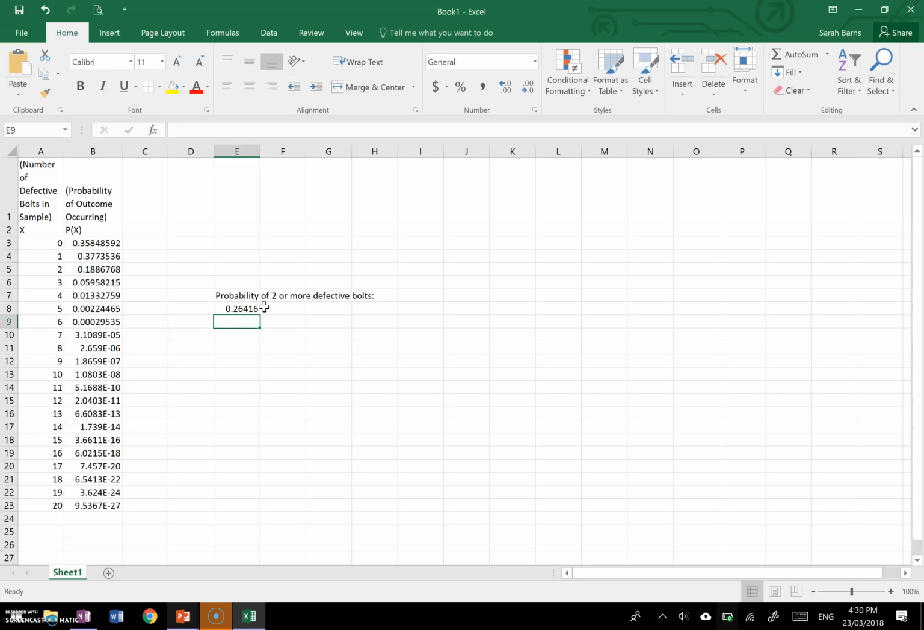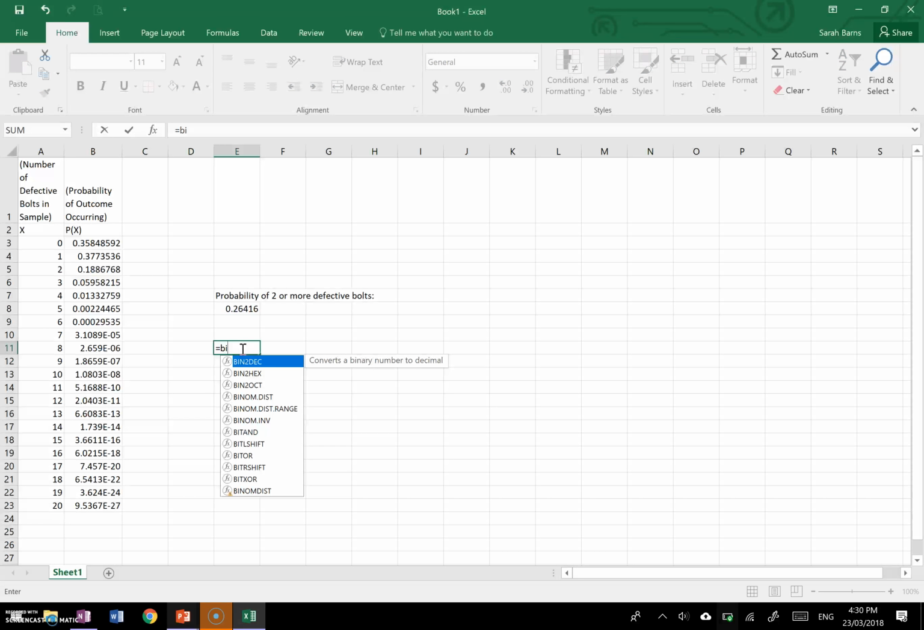Another way that we could do this is using the binom dist function. So if we go equals and look it up in the list, again, we need to fill it out. The number of successes: I'm going to select 1 for now. I'll tell you why in a minute.